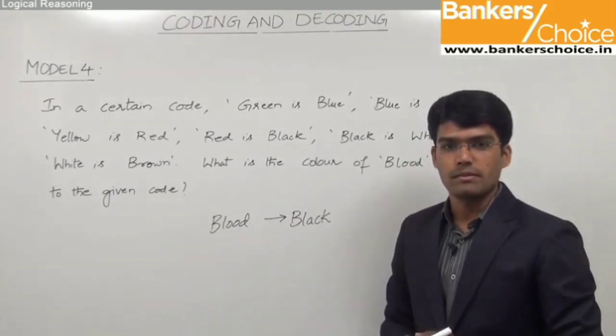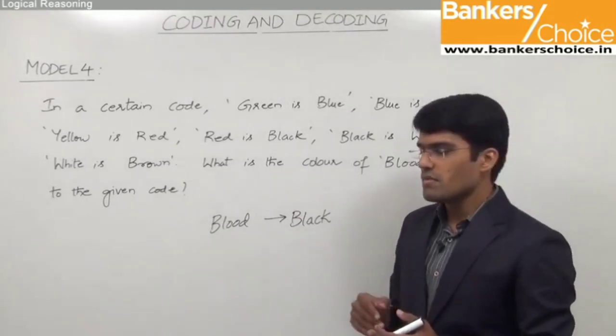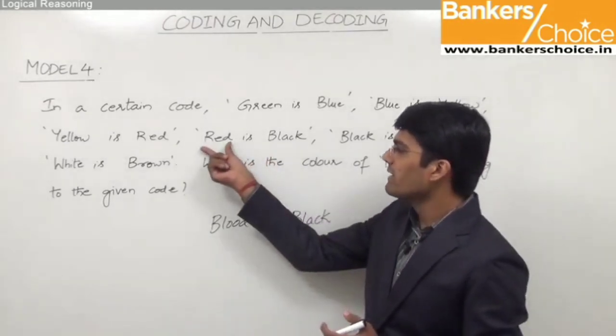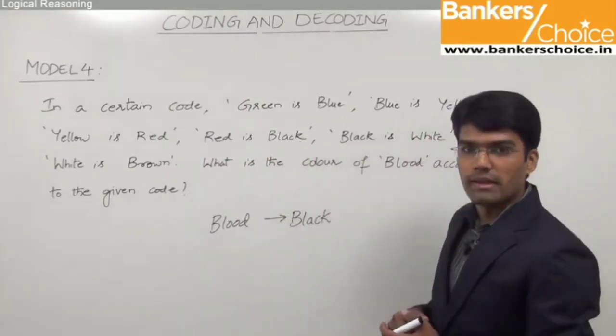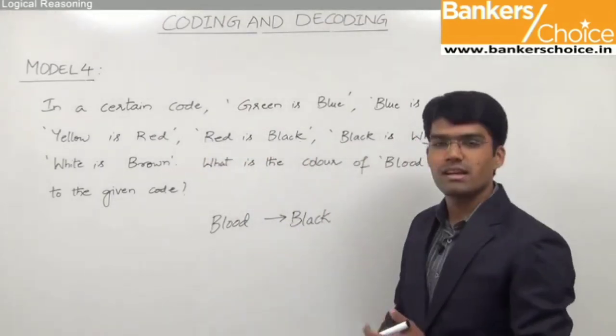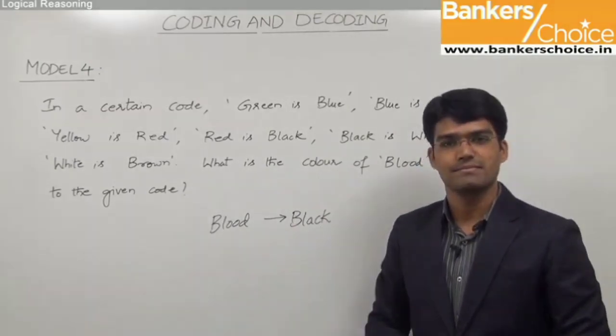of answering the question. For these type of questions, we should only look at the required color and its code. We should not continue with the next code again. So the simple answer here is the color of blood should be black.